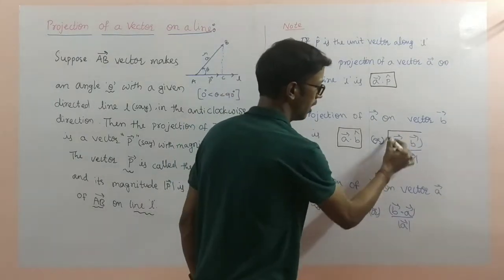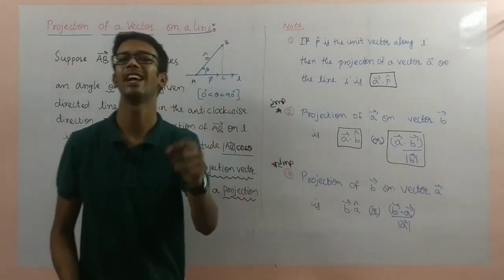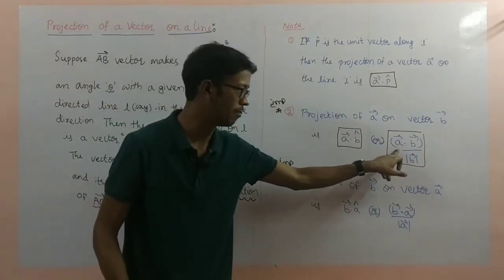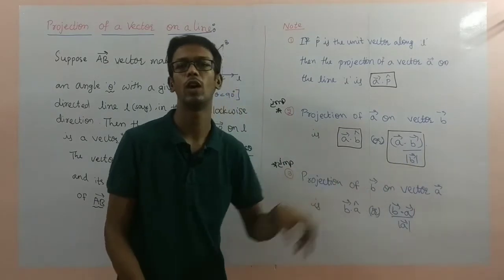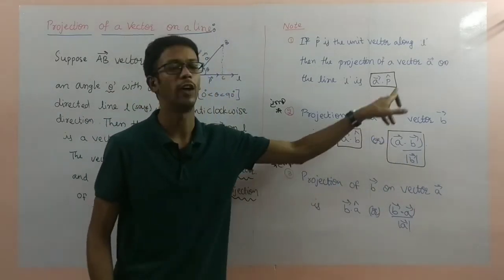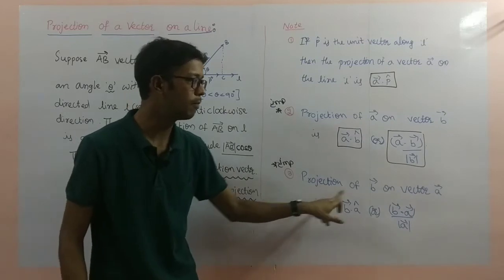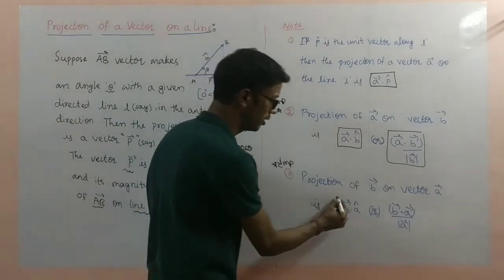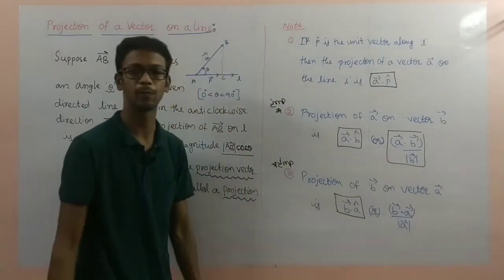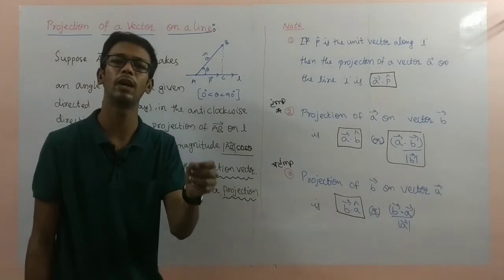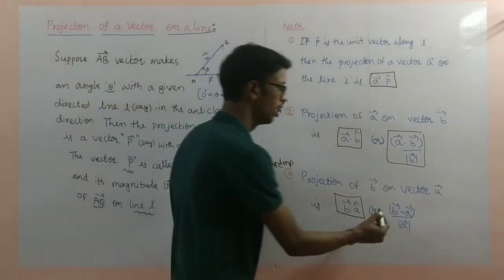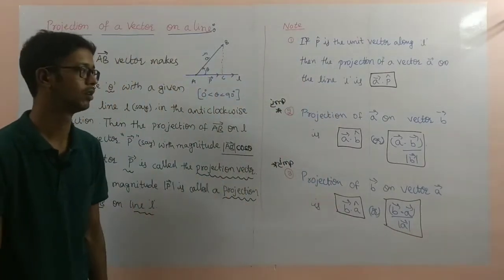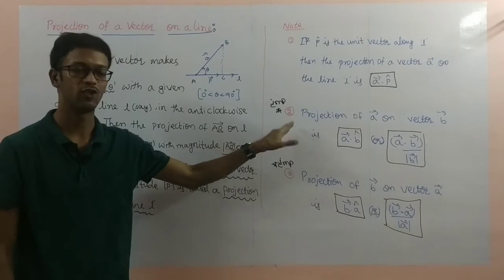B cap is nothing but, we have the formula, A cap is nothing but A bar by magnitude of A bar. So similarly we can write here A bar dot B bar by magnitude of B bar. That is the projection of A bar on vector B bar. Next, B bar on vector A bar. The formula is B bar dot A cap. A cap is nothing but A bar by magnitude of A bar. Substitute here, B bar dot A bar by magnitude of A bar. So this is the projection finding.